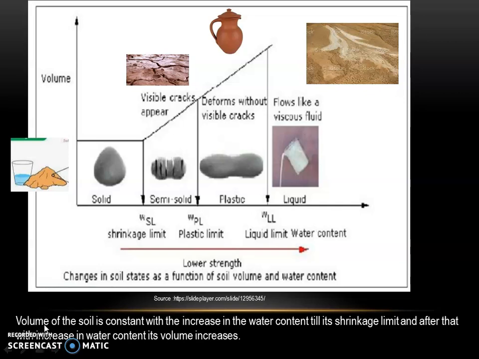So to revise, we can say that volume of the soil is constant with increase in the water content. So here we have seen that with increase in water content, volume remained constant, and this state was there till a limit is reached, which is called the shrinkage limit, and after that the volume increased with further increase in the water content.